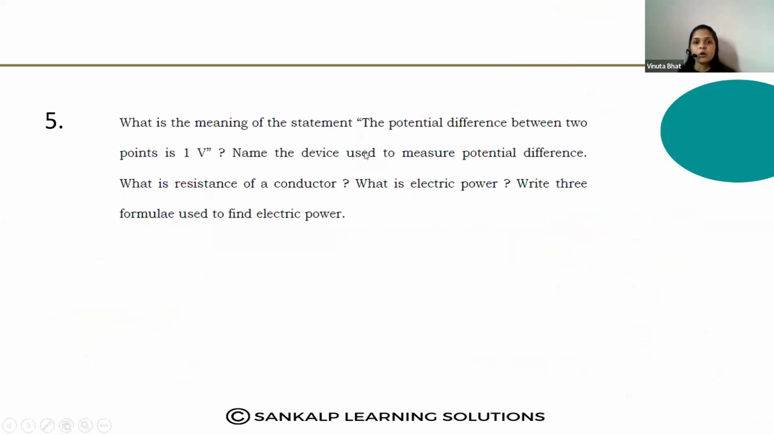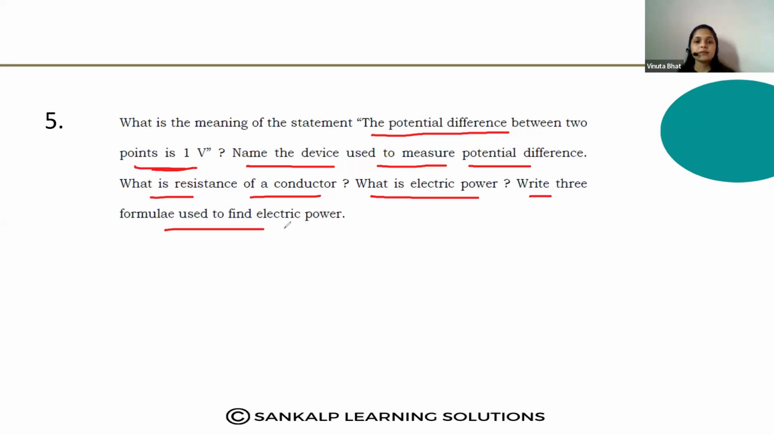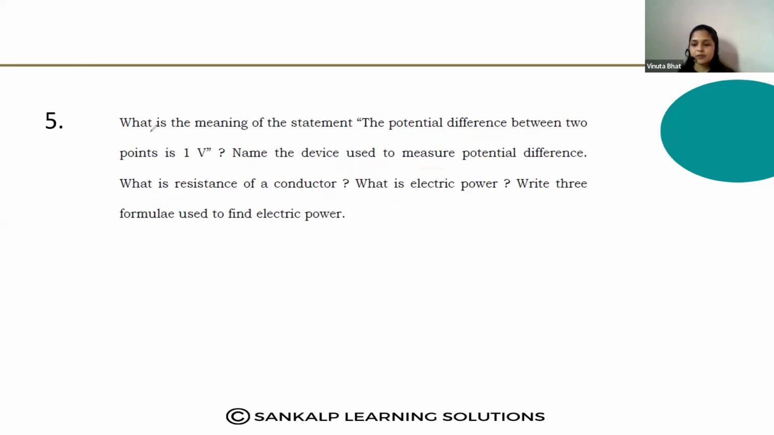Next question. What is the meaning of the statement, the potential difference between two points is 1 volt? Name the device used to measure the potential difference. What is resistance of a conductor and what is electrical power? Write the three formulae used to find the electrical power. Let us see the first answer.